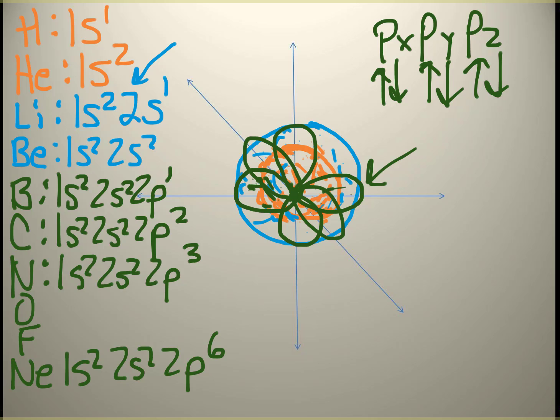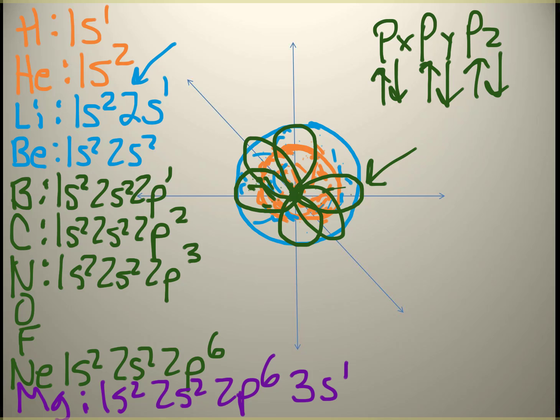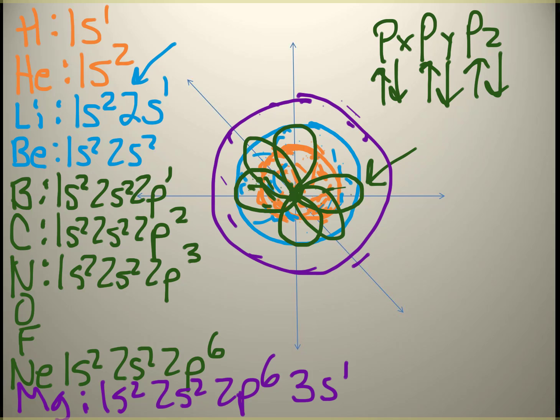All right, and then by the time we got to magnesium, magnesium would have everything that neon has plus 1 more electron. So 1s2, 2s2, 2p6. All of that would be filled in, and then it would have 1 electron in that s orbital. And again, it's not a solid line, it's a dotted line, and it's spherical if it's an s electron, and dumbbell shaped if it's a p electron.